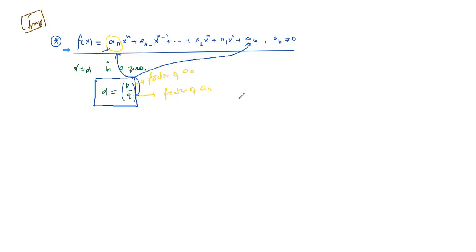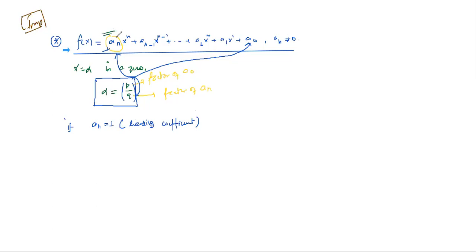So in this way, if an is 1, it is called a leading coefficient. Why? Because the highest power's coefficient is always known as the leading coefficient. It is at the beginning, right?